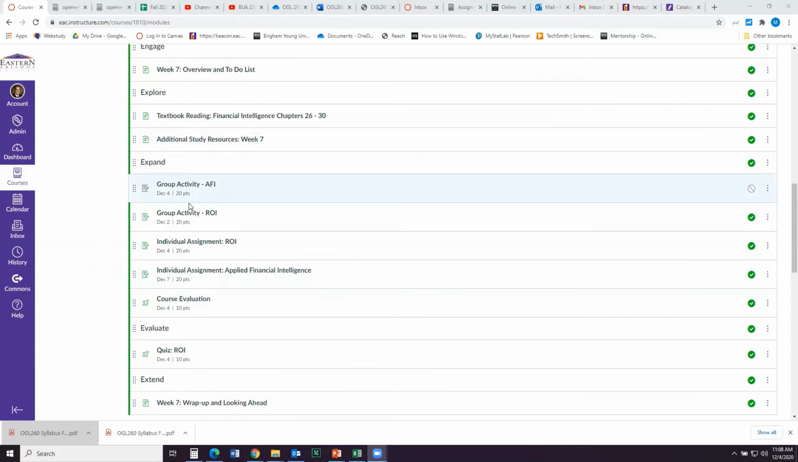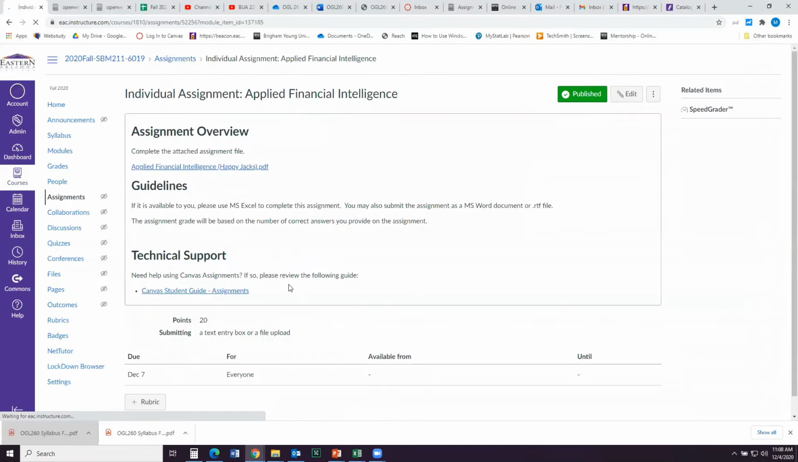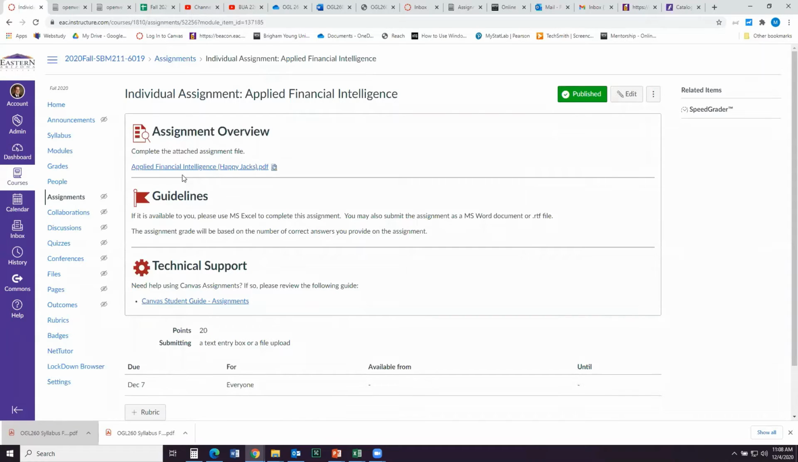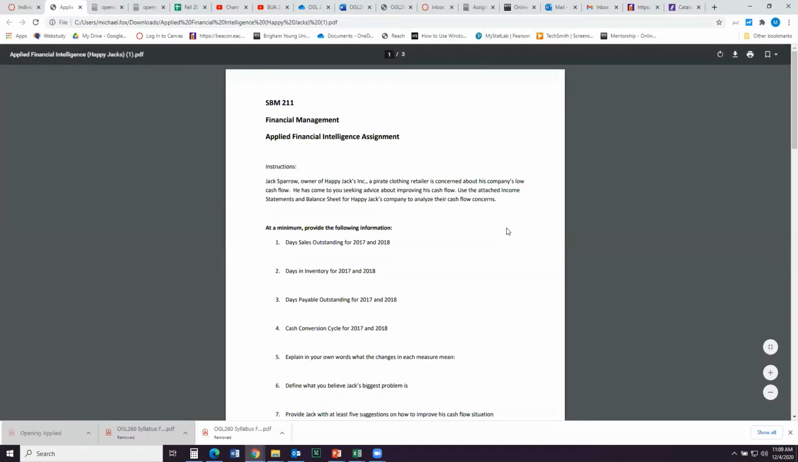Anyway, so we're going to go to the individual assignment, applied financial intelligence. And we're going to click on this applied financial intelligence for Happy Jacks. Okay. And what I want to do is go through this together. So this is a company called Happy Jacks. They sell pirate clothing, and they're concerned about their low cash flow. So he's coming to you for some advice on how to fix his cash flow issues.